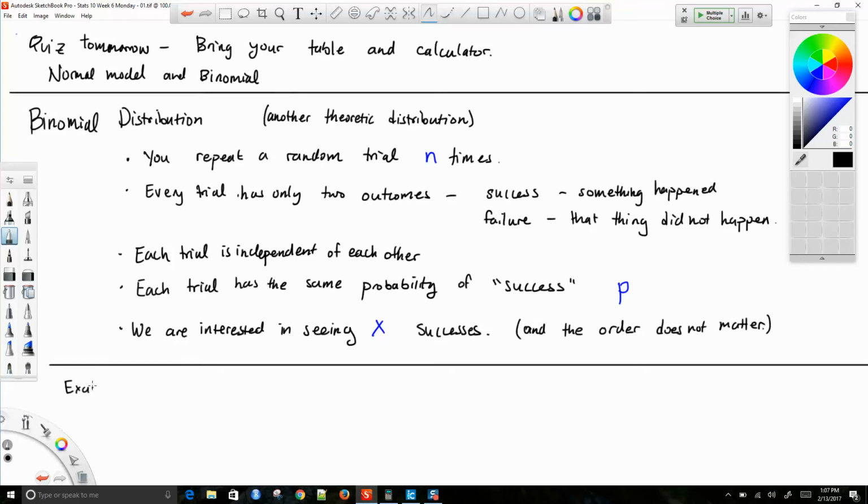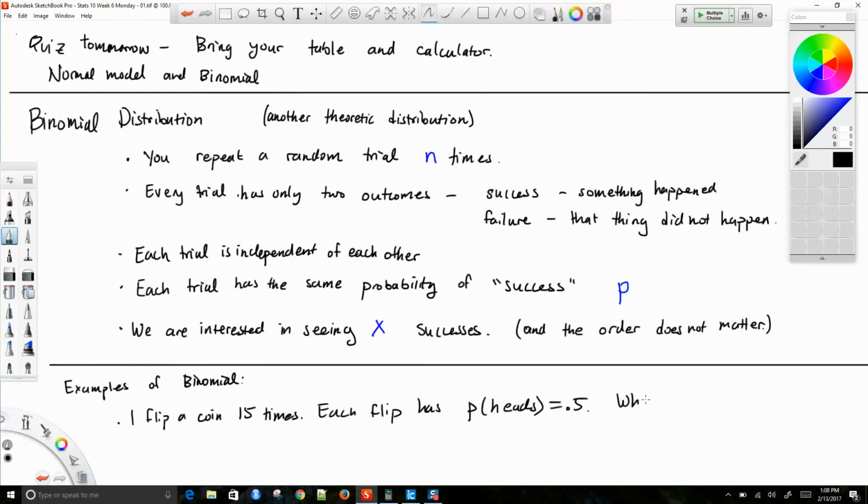Okay, examples of binomial. All right, here we'll say I flip a coin 15 times. Each flip has probability of heads equal to 0.5, and I'll ask, what is the probability the coin lands heads 9 times?